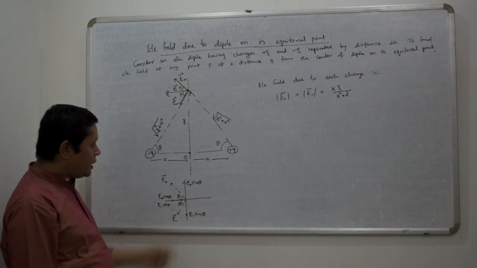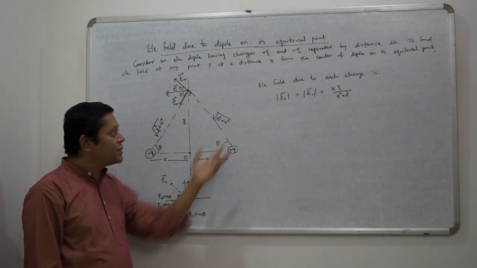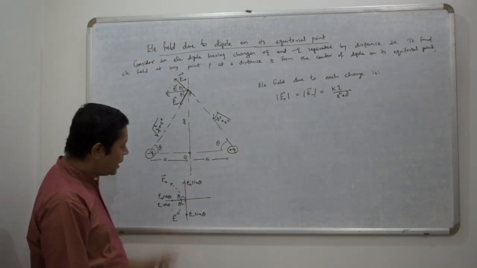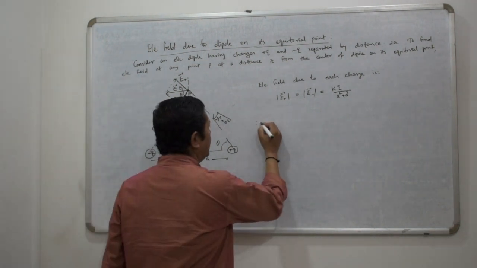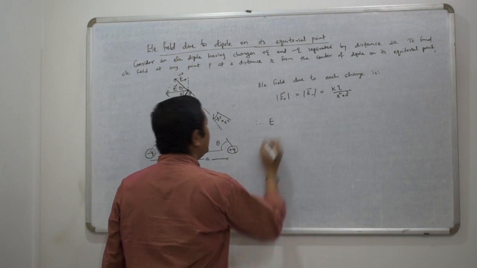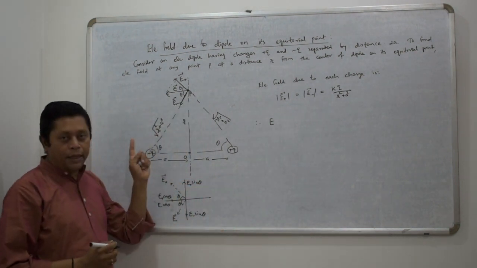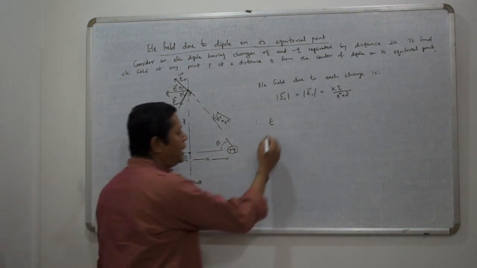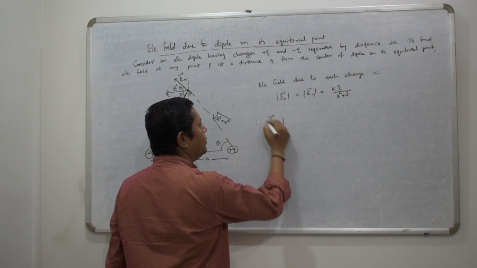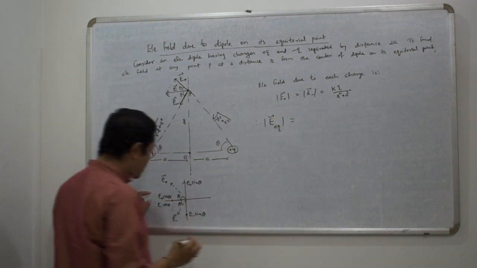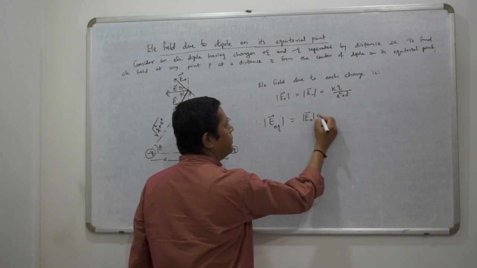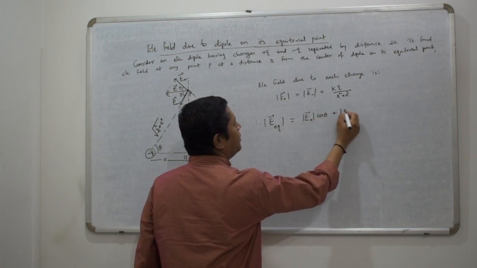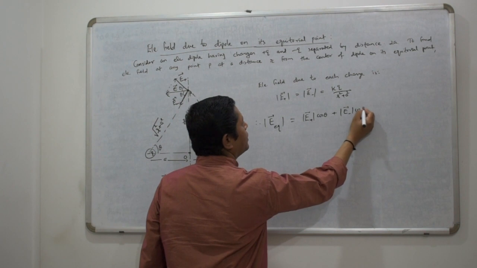And that's why they cancel, because the E plus and E minus magnitudes are the same, and they cancel each other. So the resultant electric field you can write, and this we will call the equatorial electric field. So E equatorial magnitude is the sum of these two: E plus cos theta plus E minus cos theta.